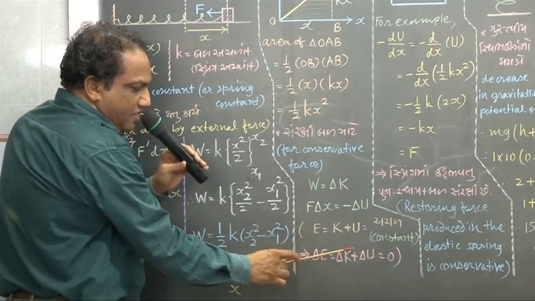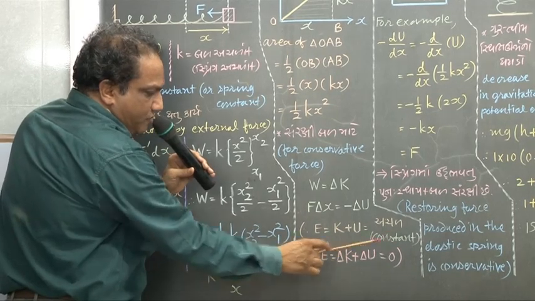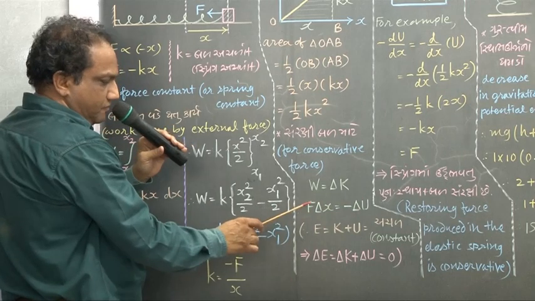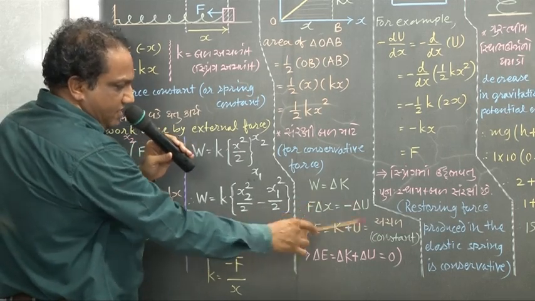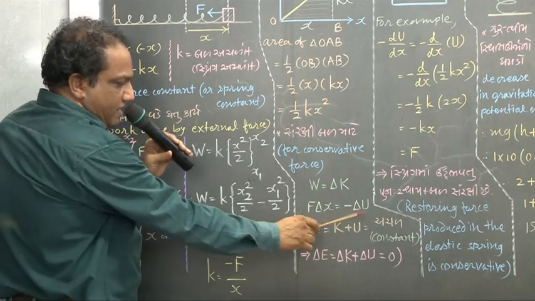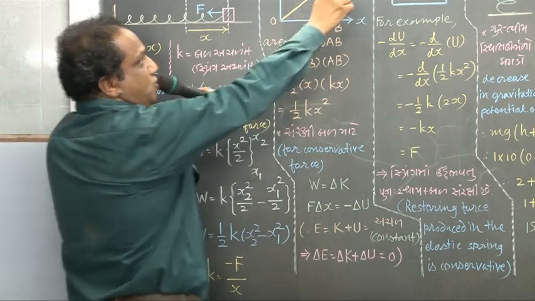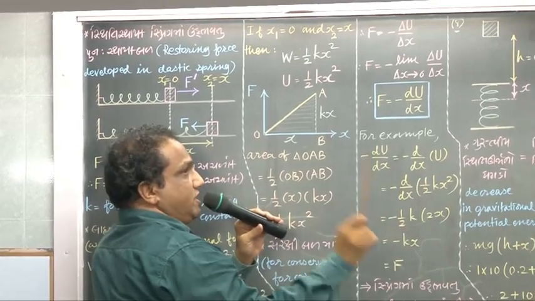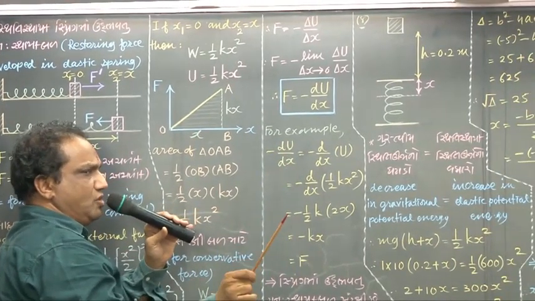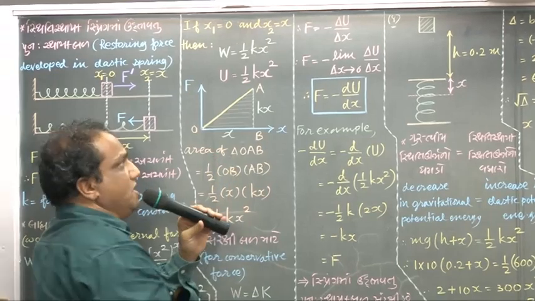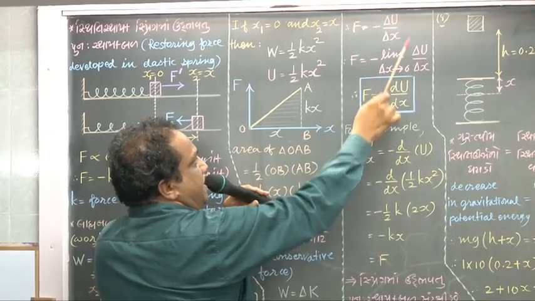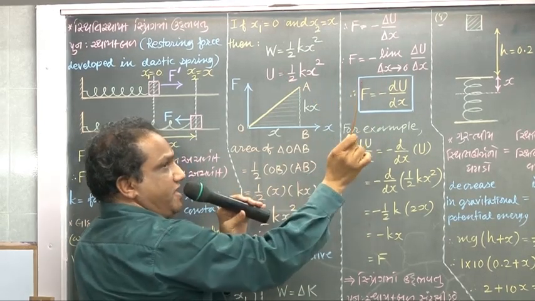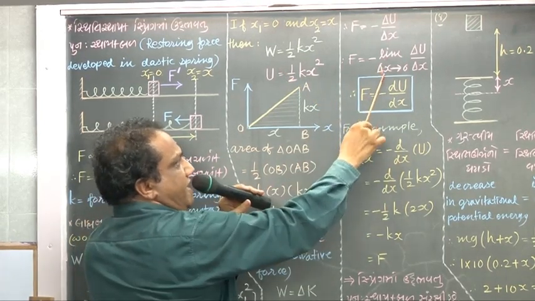Find out delta K from here, transfer this. So delta K equals minus delta U. Find out F. Transfer this delta x to the denominator. So F equals minus delta U upon delta x. Suppose you take the displacement of the body extremely small, infinitesimally small, then you may write minus delta U upon delta x as it is, but because we are taking differential displacement, we write limit delta x tends to 0.